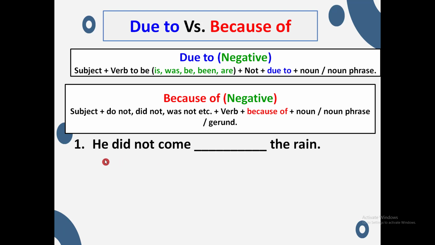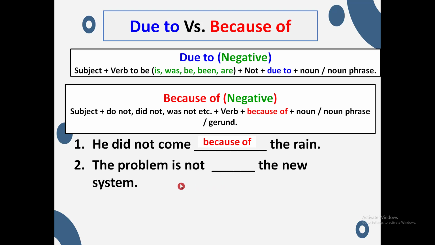Number 1. He did not come blank the rain. Subject, did not and main verb. So we add here because of. He did not come because of the rain.